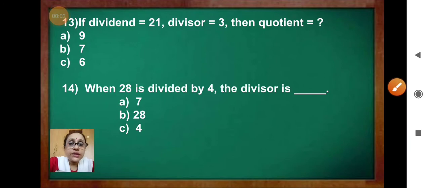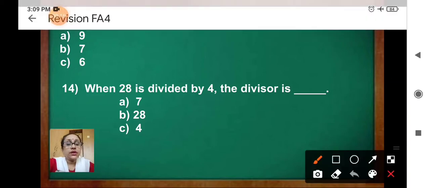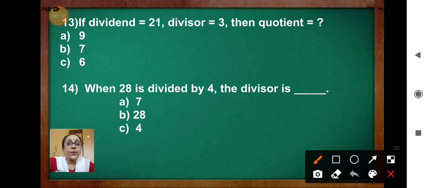Now question 13. If dividend equal to 21, divisor equal to 3, then quotient equal to, question mark. Options are A, B, C, that is 9, 7 and 6. Now divide 21 by 3. Say the tables of 3. So 3 7s are 21. So the correct answer is 7. Okay.